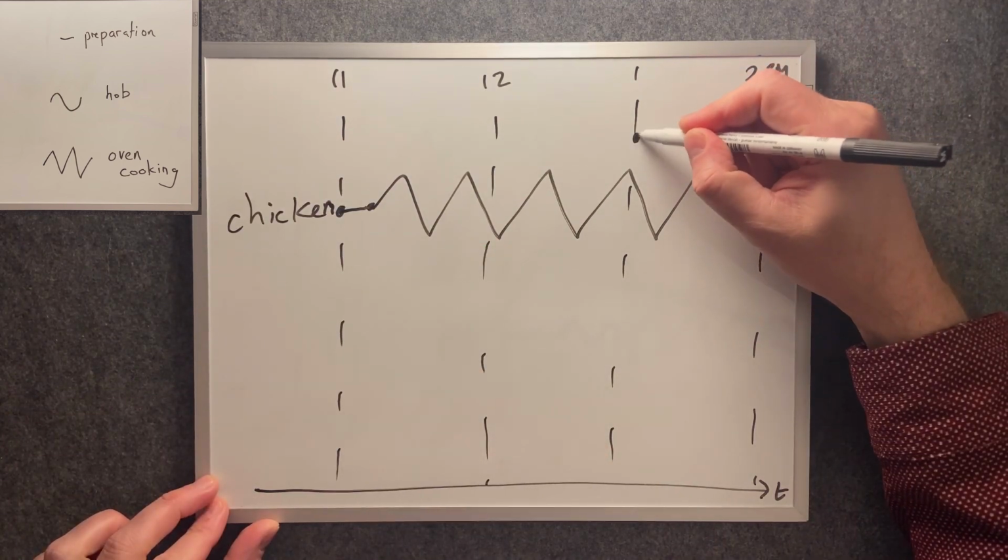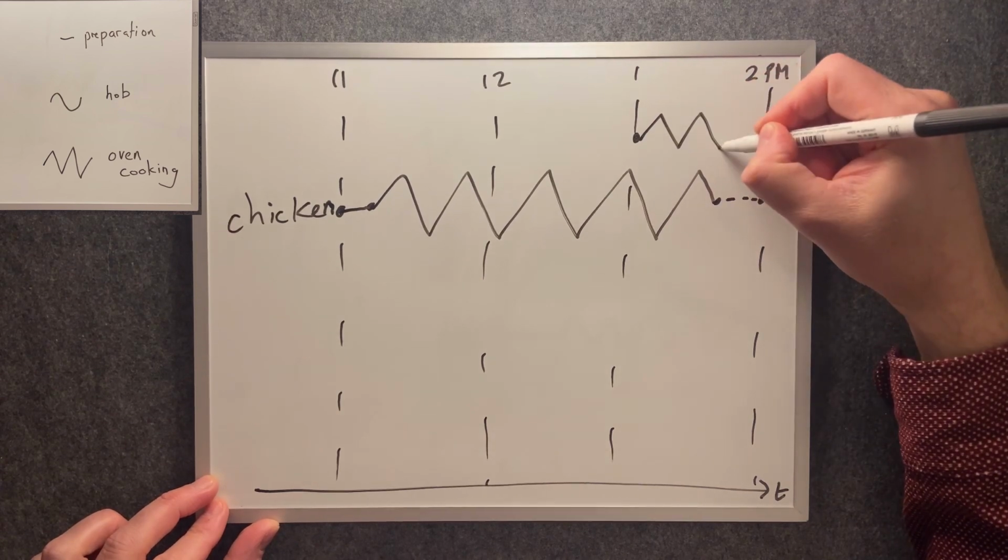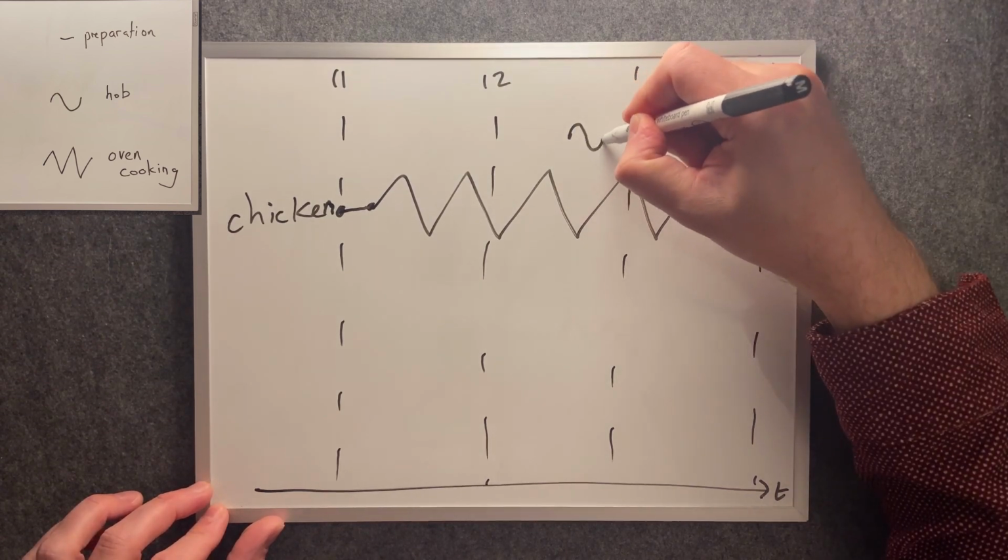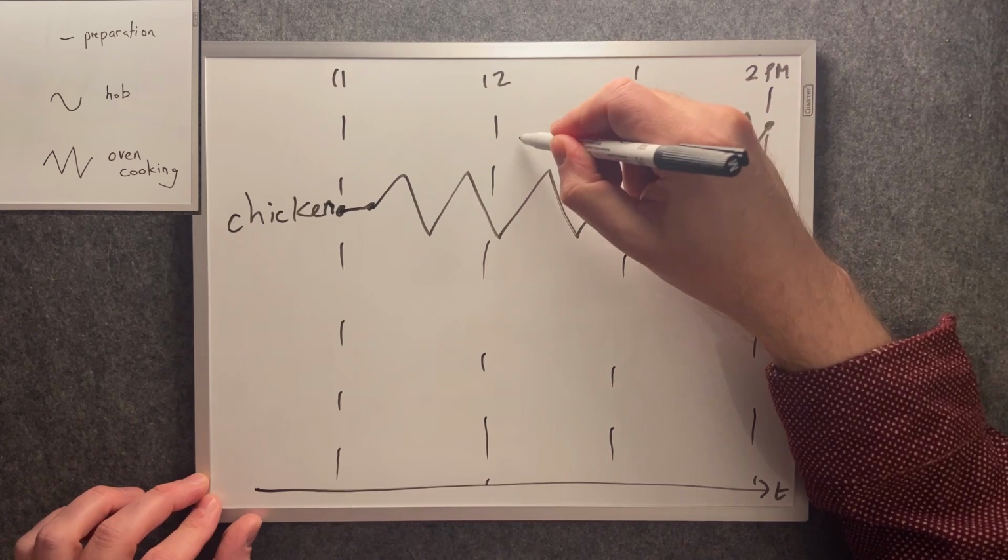So the roast potatoes, we want to roast them in the oven for an hour, and prior to that we want to parboil them for 20 minutes. And before we've parboiled them, we also need to wash and peel them, so let's put that in as well.